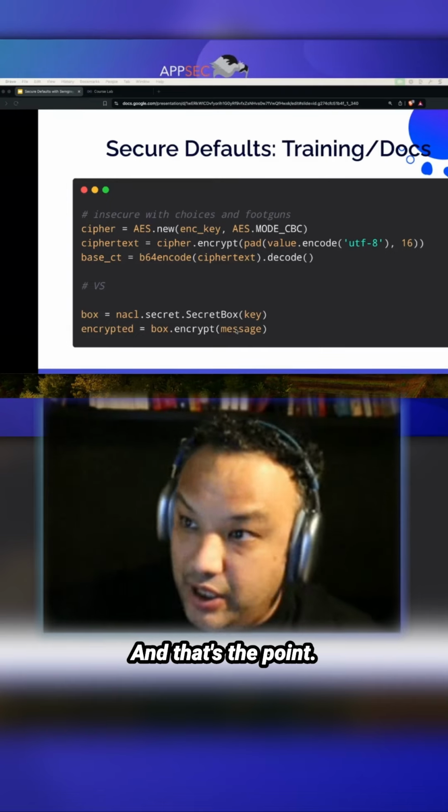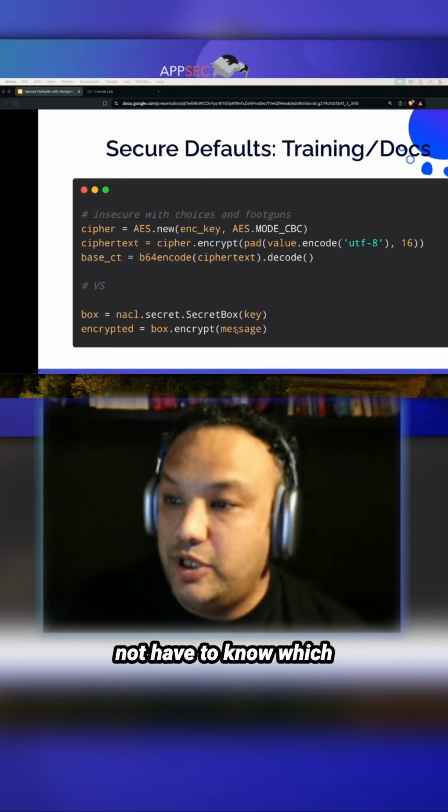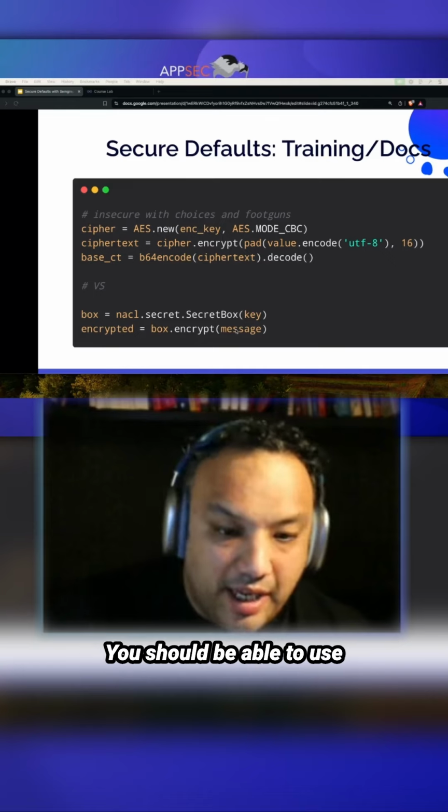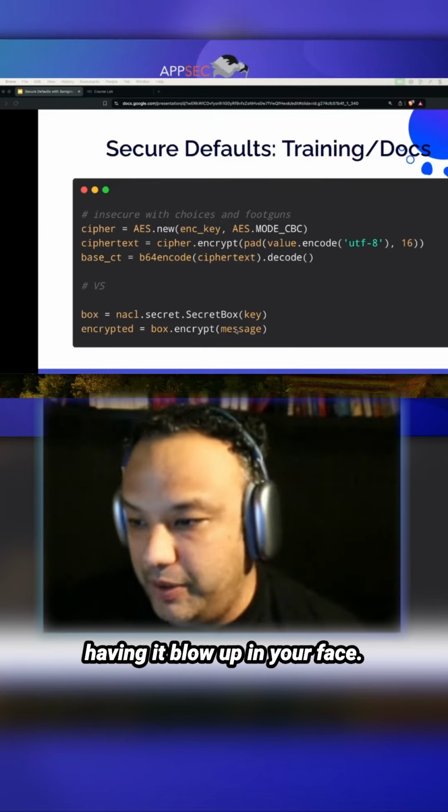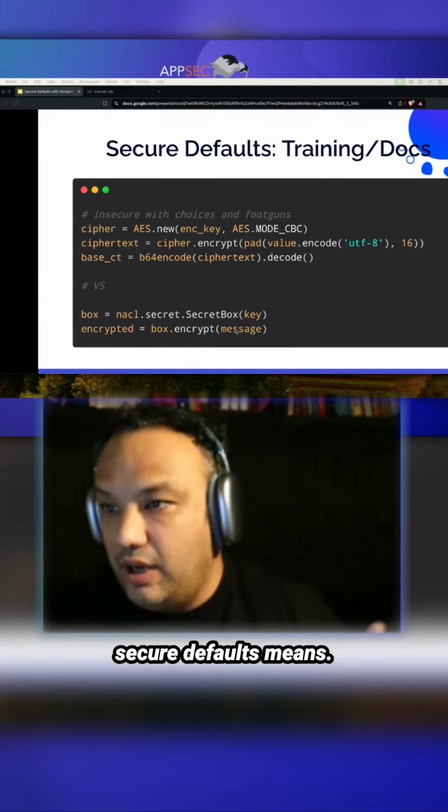And that's the point. As a developer, you should not have to know which cryptographic function to use. You should be able to use this library without the fear of having it blow up in your face. And that's basically what secure defaults mean.